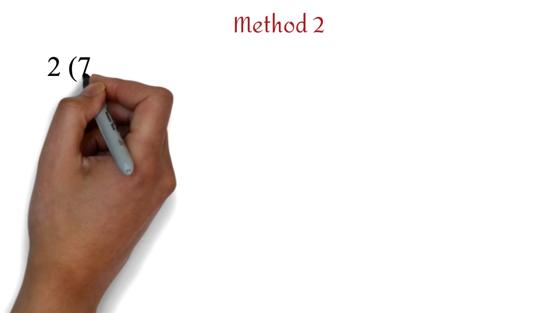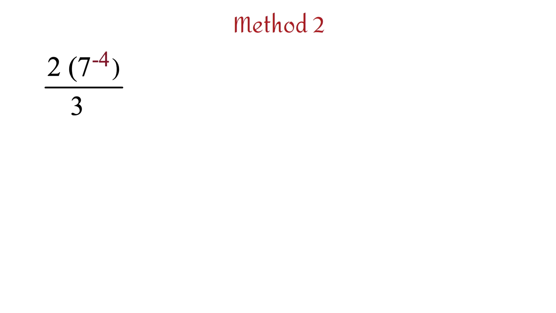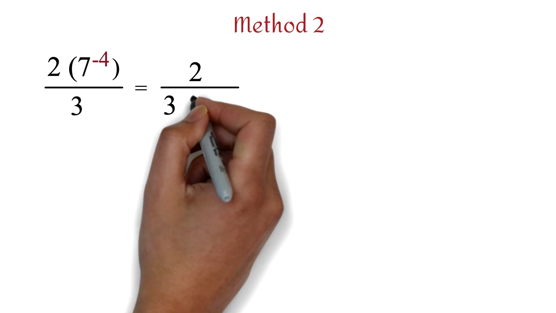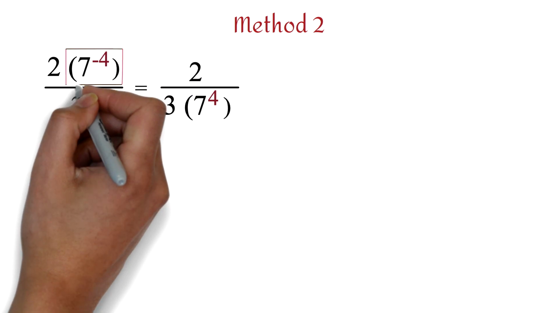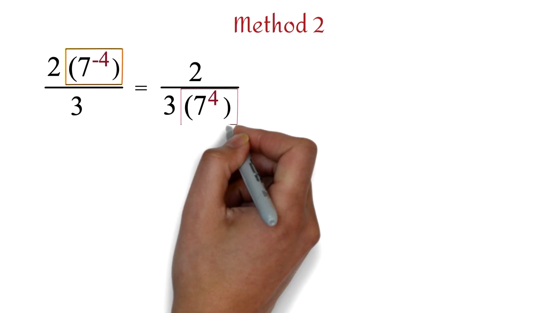Method 2. First, we have to know that we can move a number with an exponent from the numerator to the denominator, or denominator to numerator, by changing the sign of the exponent. Example, if you have 2 times 7 exponent negative 4 over 3, we can move the 7 exponent negative 4 from the numerator to the denominator. If we do that, we have to change the exponent negative 4 to exponent positive 4. So we have 2 over 3 times 7 exponent positive 4. The 7 exponent negative 4 in the numerator became 7 exponent positive 4 in the denominator.